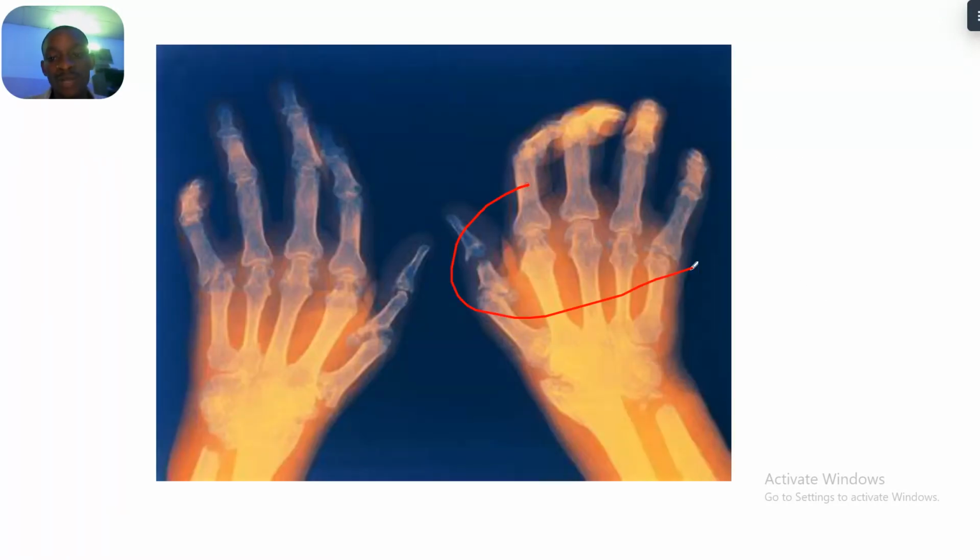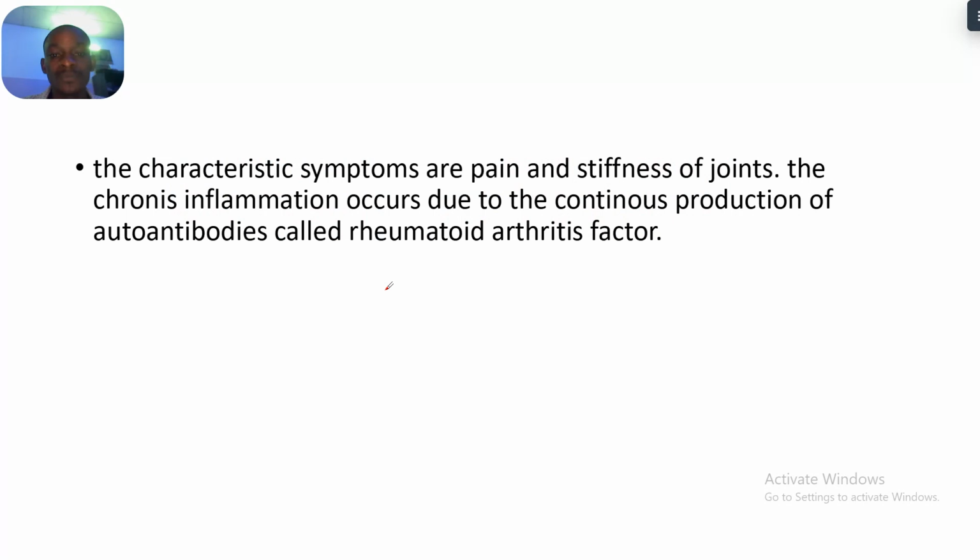This is rheumatoid arthritis that we are talking about. You could see how your synovium gets inflamed, and the joint around it becomes so thick. The characteristic symptoms are pain and stiffness of the joints.